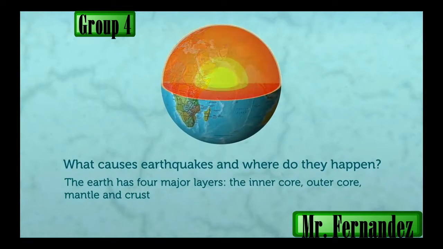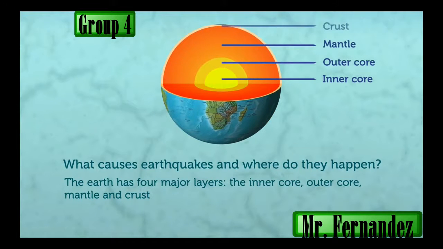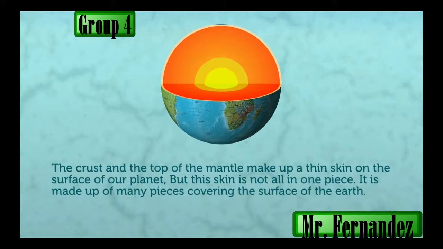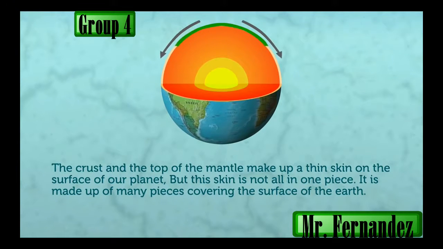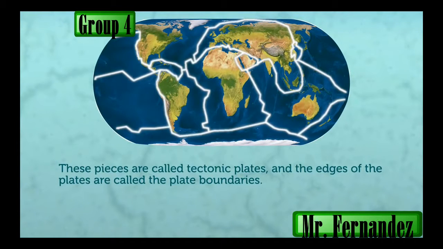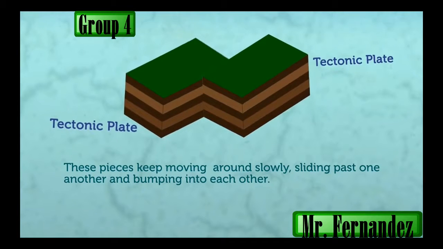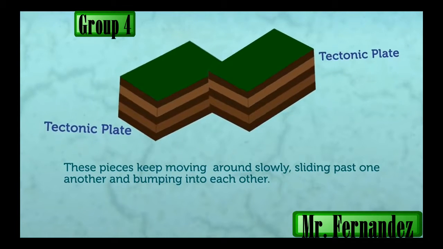What causes earthquakes and where do they happen? The Earth has four major layers: the inner core, the outer core, the mantle, and crust. The crust and the top of the mantle make up a thin skin on the surface of our planet. But this skin is not all in one piece. It is made up of many pieces like a puzzle covering the surface of the Earth. Not only that, but these puzzle pieces keep slowly moving around, sliding past one another and bumping into each other. We call these puzzle pieces tectonic plates, and the edges of the plates are called plate boundaries.